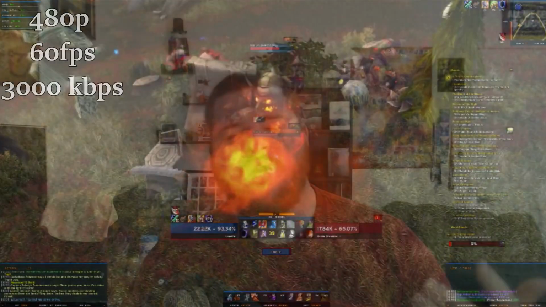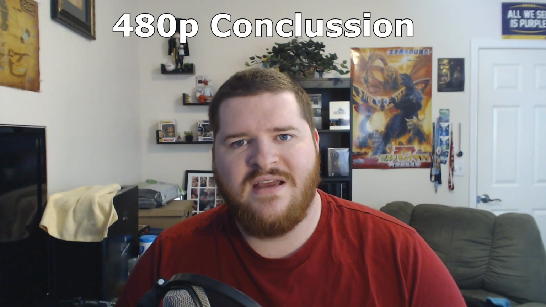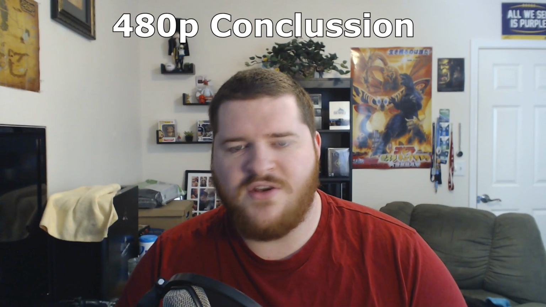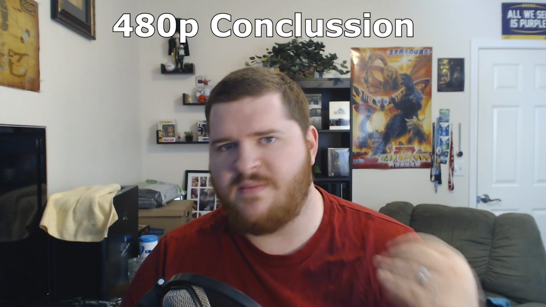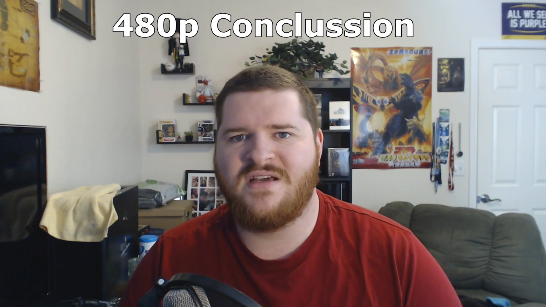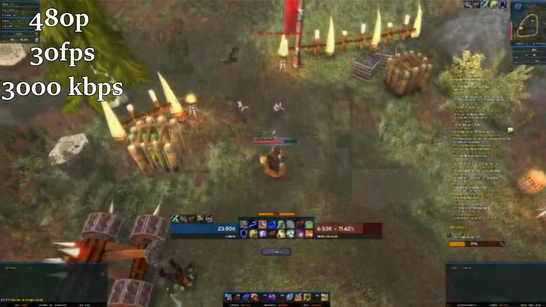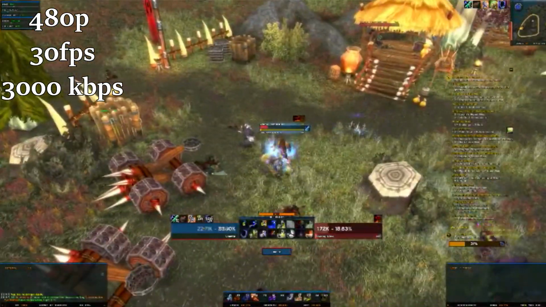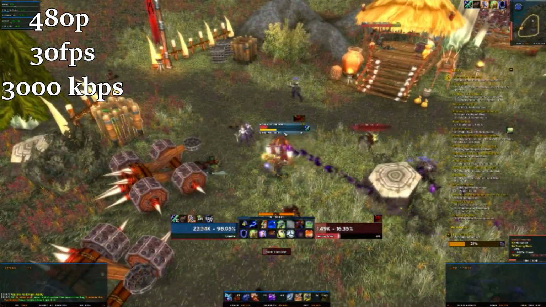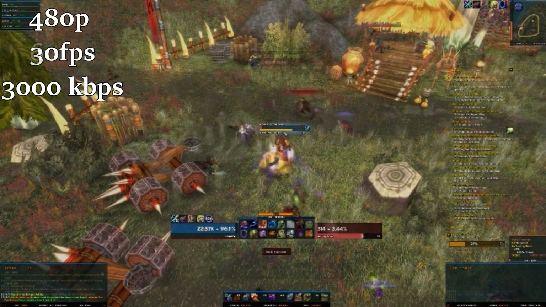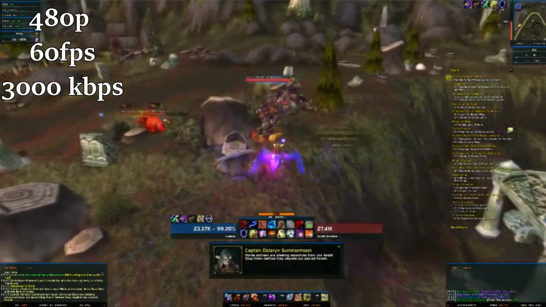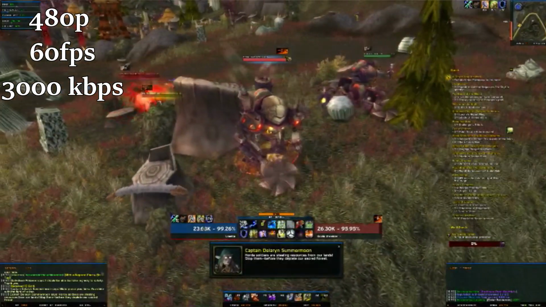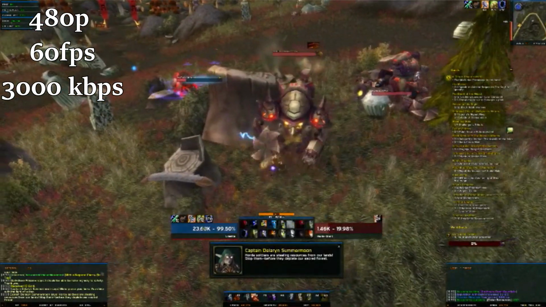When you're streaming at 480p, honestly what you should be doing is going for a lower bitrate. You don't need 60 frames per second, just stream at 30 frames per second and you could be doing 2000. If you have the available internet bandwidth, go for it and stream at 3000 or 3500 kilobits per second. But when we're comparing 30 and 60 frames per second, it's really not that noticeable just because 480p doesn't look that good.